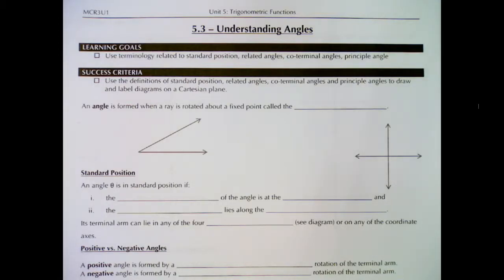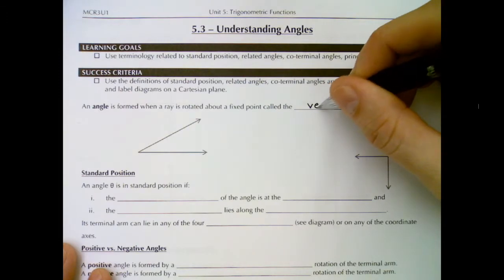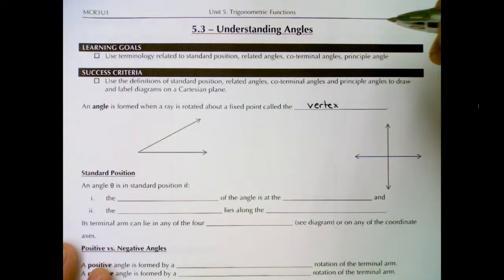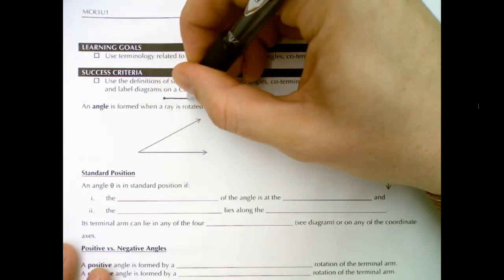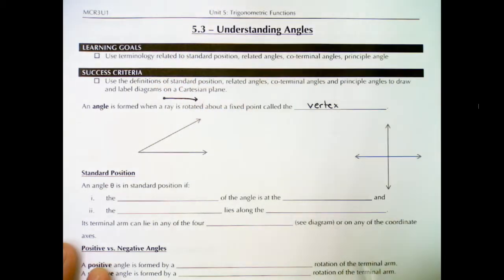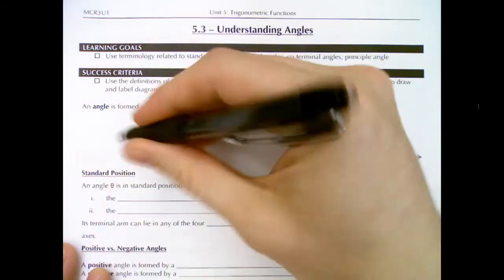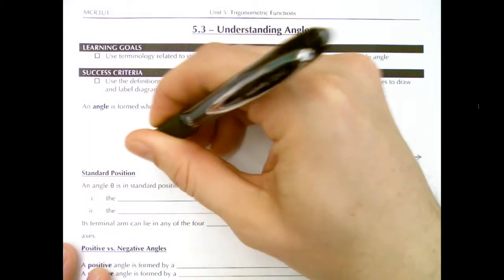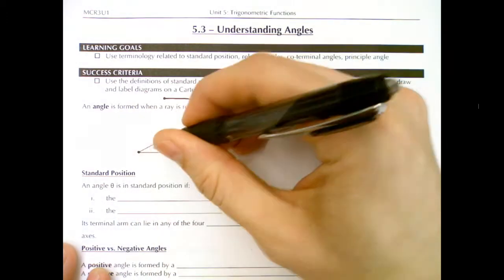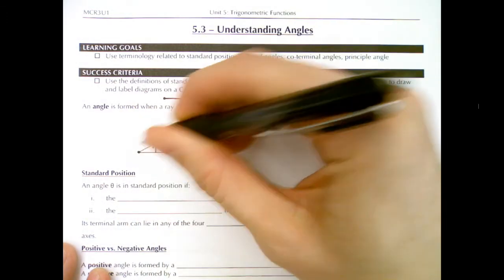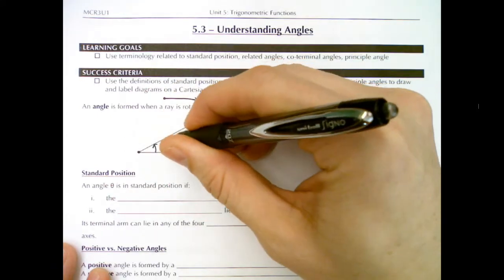Okay, this is lesson 5.3, Understanding Angles. An angle is formed when a ray is rotated about a fixed point called the vertex. What's a ray? A ray has an end point and it continues. So we're taking this ray, designated right here, all the way across to my arrow. This is our ray, and if you rotate it around a vertex, you create an angle.